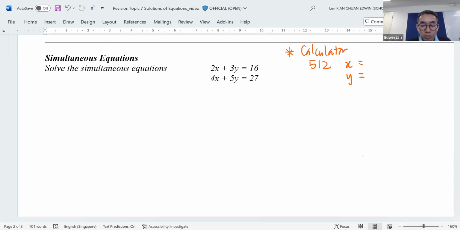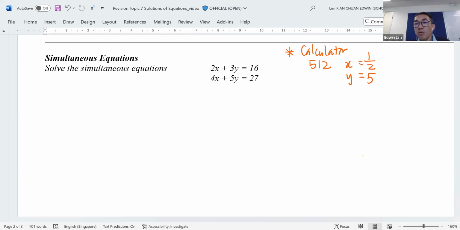All right, so using the calculator, you will press the coefficient of x, in this case 2, equal sign, positive 3 equal sign, 16 equal sign, followed by 4 equal sign, 5 equal sign, and 27 equal sign. Once you key in the two equations, you press the equal sign, and the value of x will come out. In this case, it will be a half. Press the equal sign another time, and y will be 5.